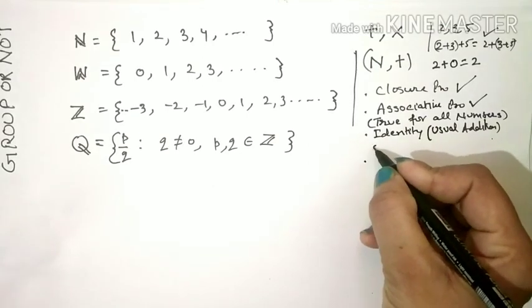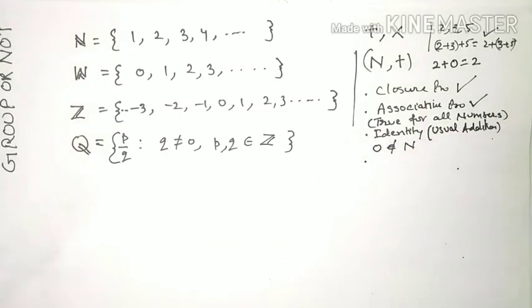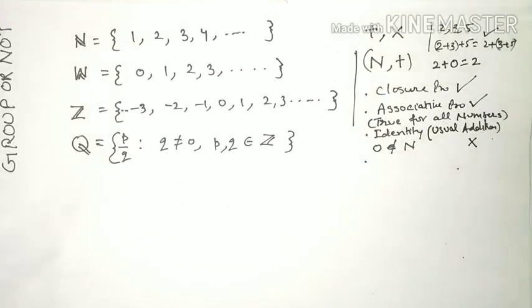But does 0 belong to N or not? It does not belong to N. Therefore, this does not satisfy the third property of existence of identity that we need for a group. We need all four properties to be true for the set to be called a group. So 0 does not exist, identity does not exist.